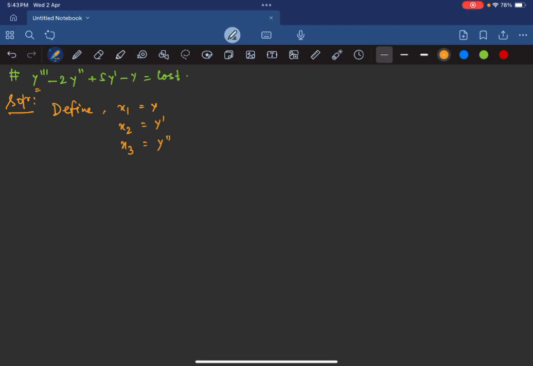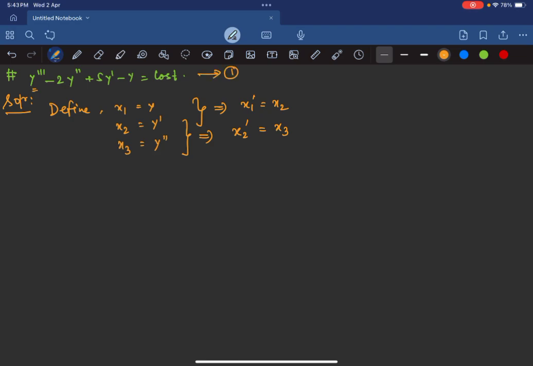Now from the first two, what you can write, see, x1 dash is going to be equal with x2. Just see, first derivative. Similarly from the second, x2 dash is same as x3. Two equations we are getting. Now this main equation, suppose this is equation number 1, can be expressed in terms of x3 dash, that is minus 2 y double dash, so it is x3 plus 5x2 minus x1, that is equal with cos t.